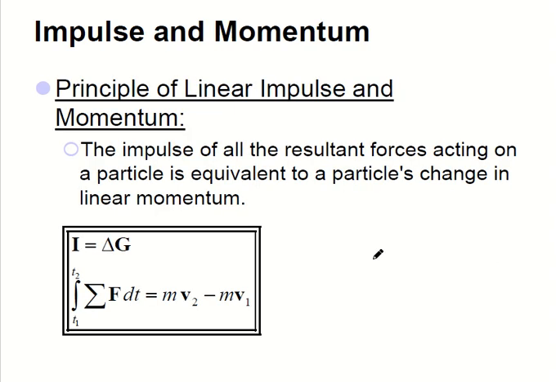Principle of linear impulse and momentum. The impulse of all the resultant forces acting on a particle is equivalent to the particle's change in linear momentum, the same thing. We're stressing the sum of all of that, meaning the impulse of all the resultant forces, and we can calculate it in this way. So all the resultant forces acting on a particle is equivalent to the particle's change in linear momentum, okay, which is the same thing we've been talking about again and again.